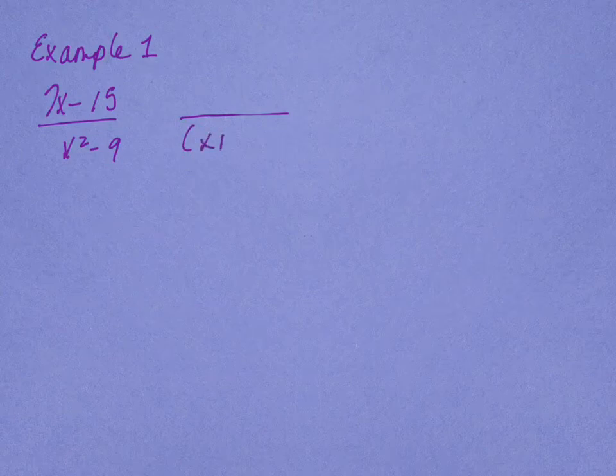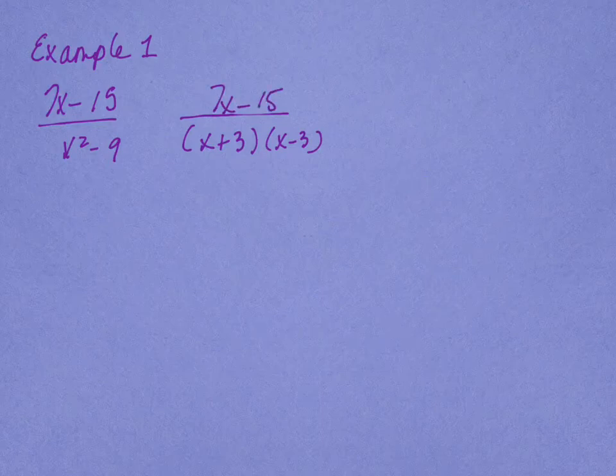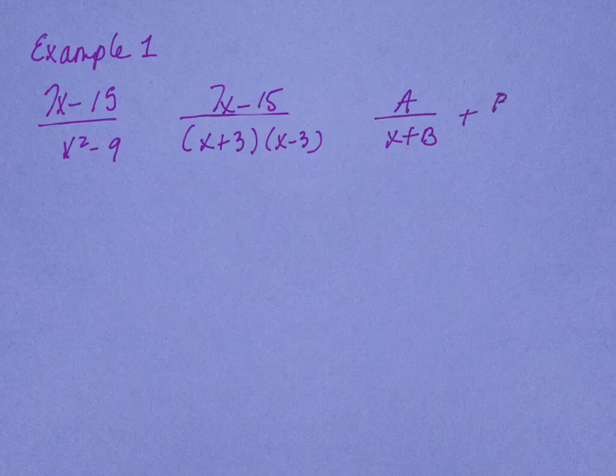For example 1, step 1, we factor the denominator. So that would be x plus 3, x minus 3. Then we say a over x plus 3 plus b over x minus 3. All right, and then we can do your cross products.